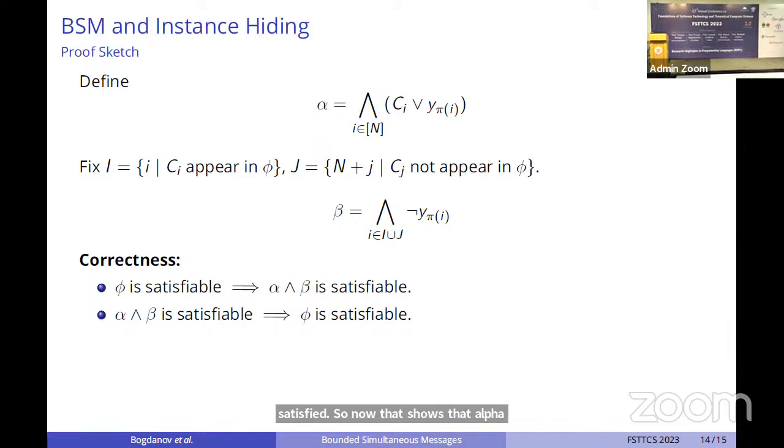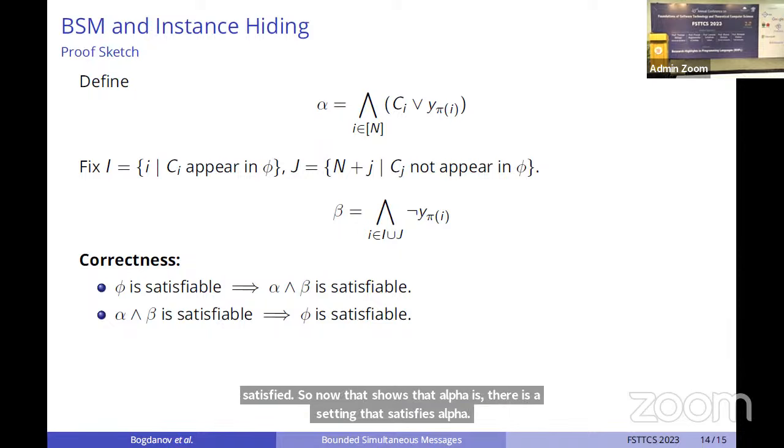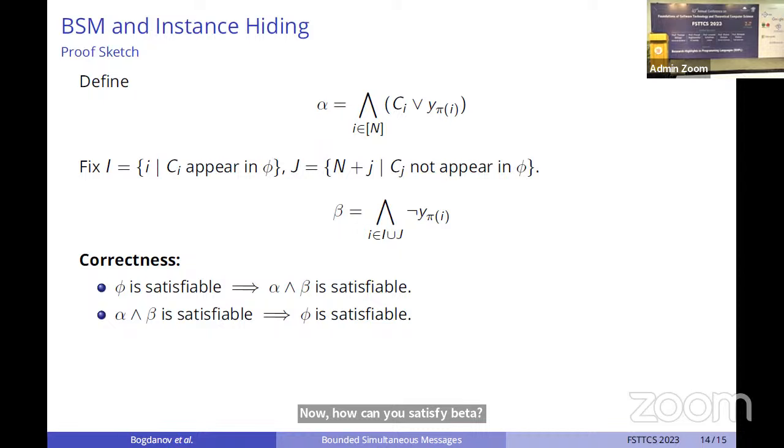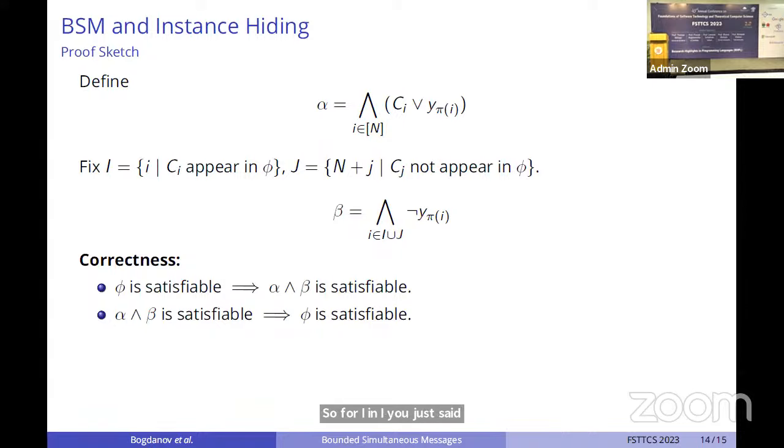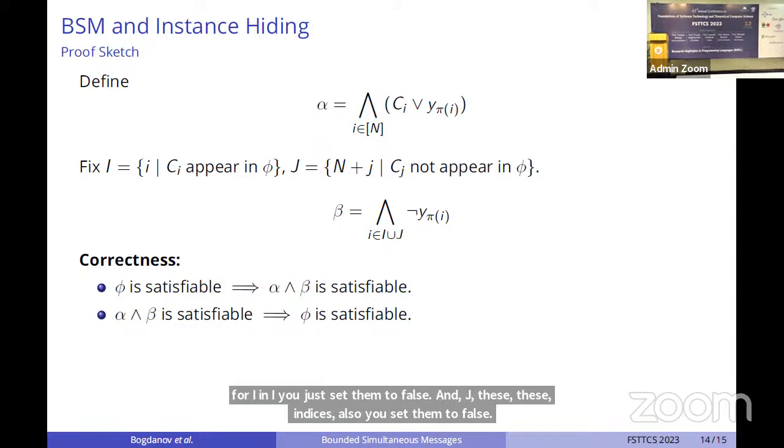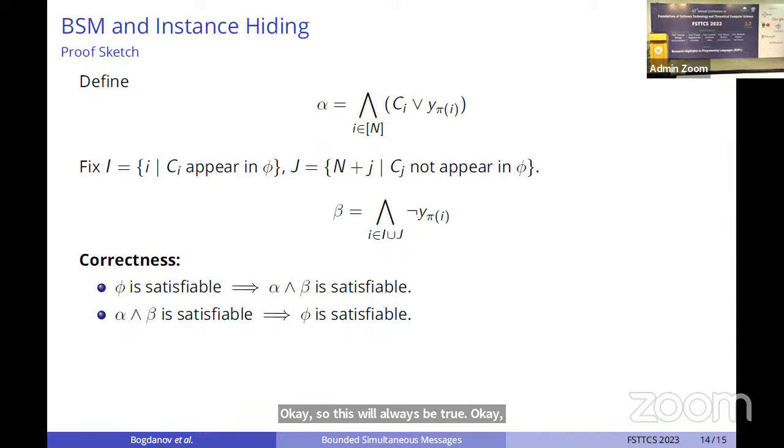Now how can you satisfy beta? Remember, we have set values y of pi i for i not in I. For i in I, you just set them to false. And for j, these indices also, you set them to false. So this will always be true for this setting of phi. So given a satisfiable assignment for phi, you can get a satisfiable assignment for alpha and beta.